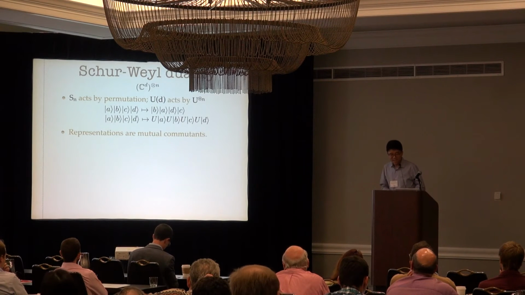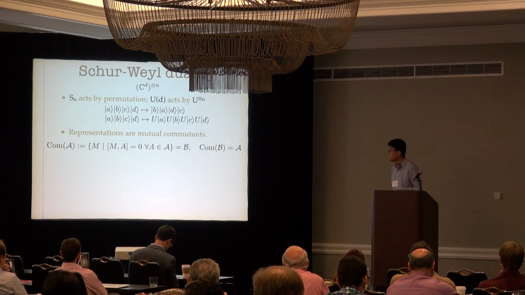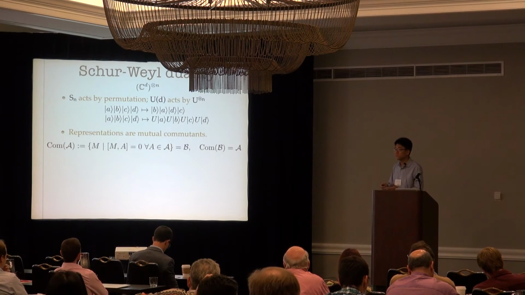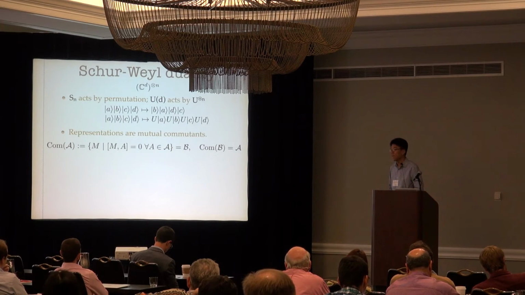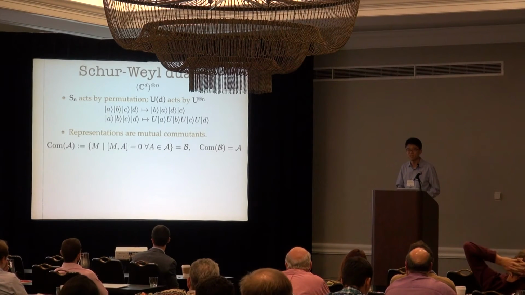And the theorem is that these representations are mutual commutants. So let me be more precise. The calligraphic A stands for all the matrices that represent the permutation group. Then if you take the commutant, namely all the matrices acting on the Hilbert space that commute with those representing matrices, it turns out that the commutant is equal to the linear span of the representing matrices of the unitary group. And the converse is also true. So they are maximal commuting sets of symmetries on the full Hilbert space.